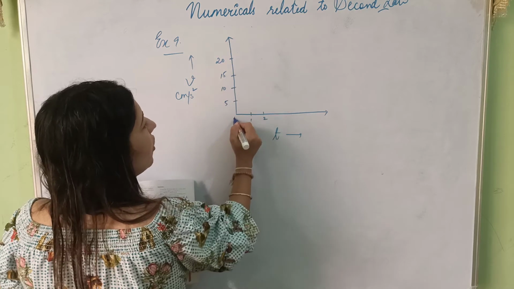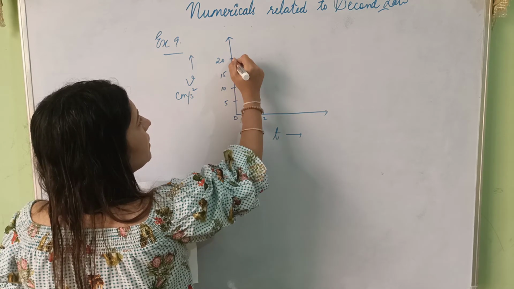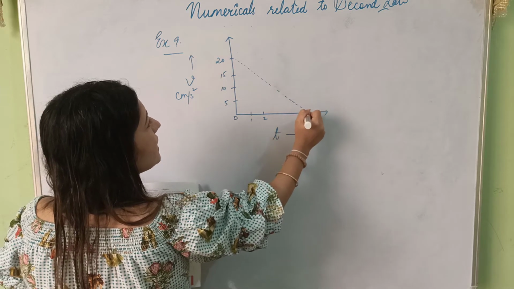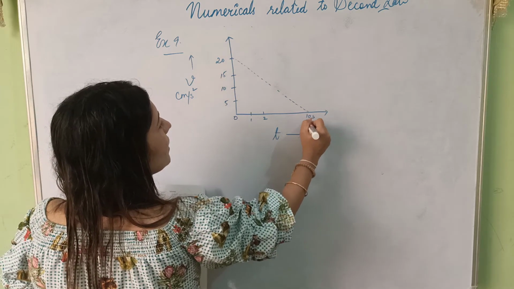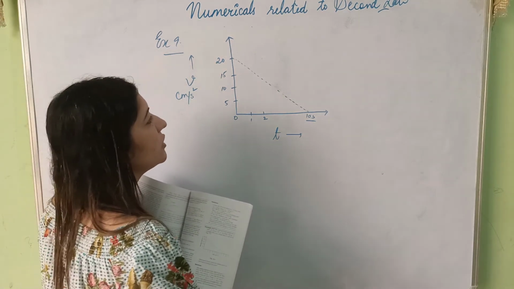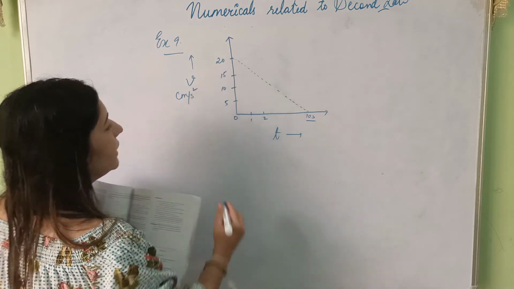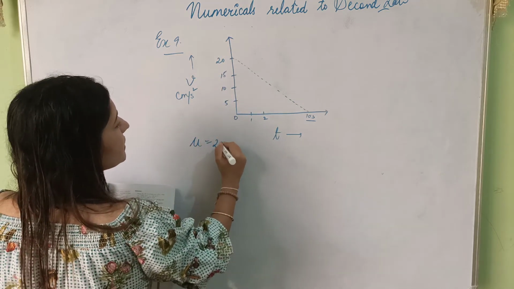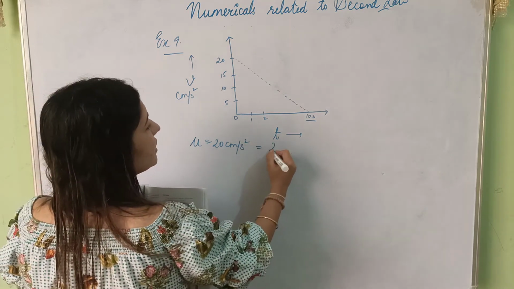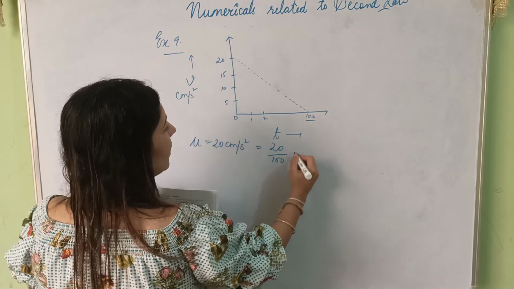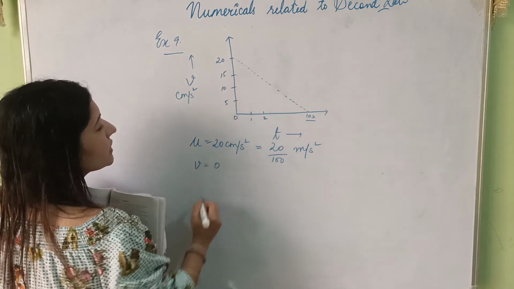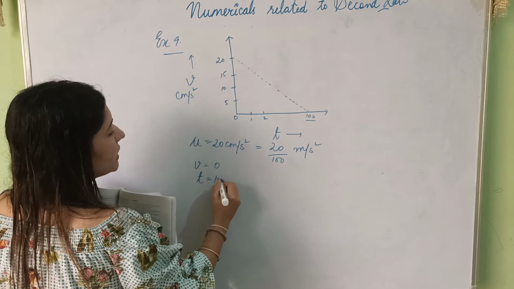The initial velocity of the object is 20 centimeters per second square, and as the time elapses, in 10 seconds its velocity becomes 0. Convert it into meters: for converting centimeter into meter, you need to divide by 100. This becomes 0.2 meters per second square. Your final velocity is 0. Time elapsed is 10 seconds.